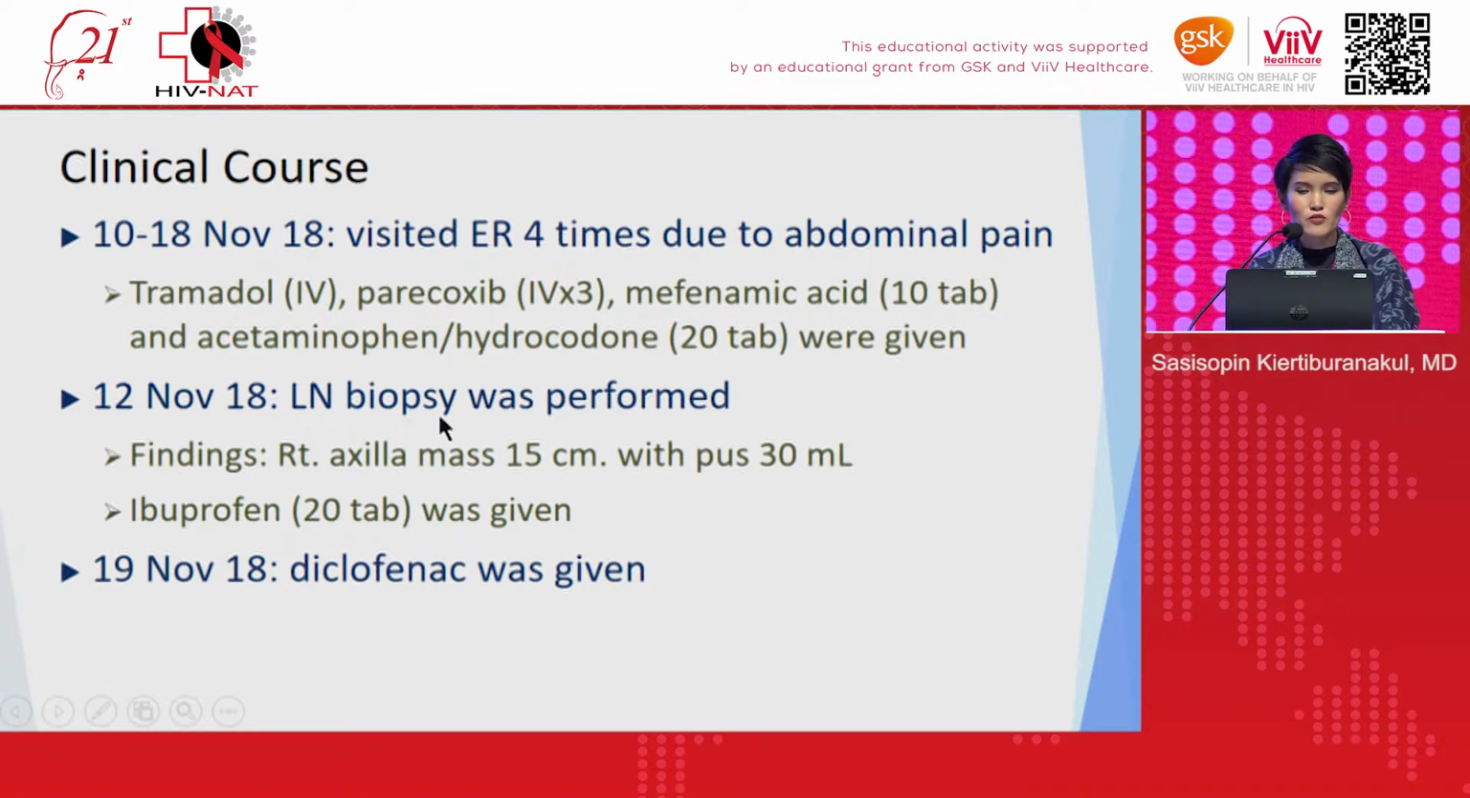Finally, the lymph node biopsy was performed on the 12th of November, and the finding was a right axillary mass about 13 centimeters with pus 30 ml. And he also received multiple doses of NSAIDs to relieve the symptom of abdominal pain.